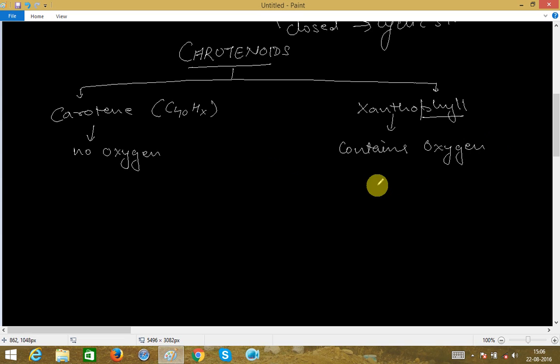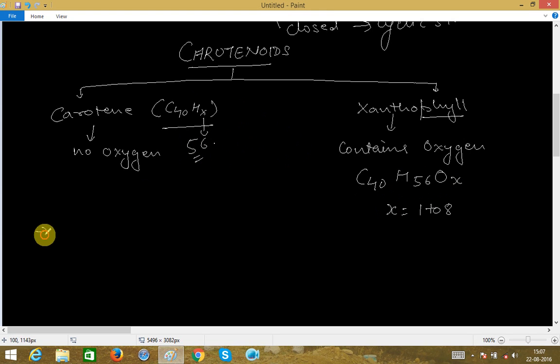So over here I told you the formula for carotene. Same way, xanthophylls, you can say they are the oxygenated forms of carotenes or carotenoids. So they are C40H56 mostly. Oxygen will be X. Now this X will vary from 1 to 8. The H over here is usually 56.